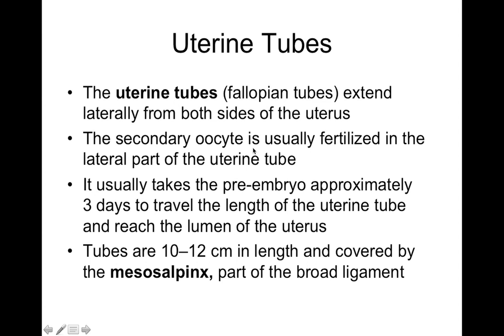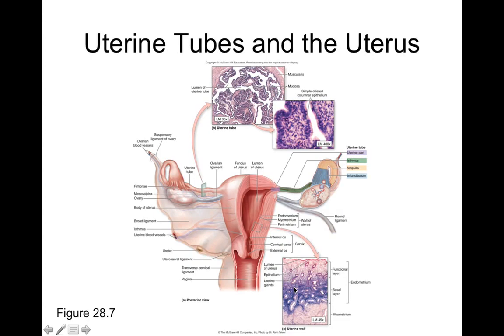It can take the pre-embryo about 3 days or so to travel the length of the uterine tube. They're small, and these cilia only work so fast, before they reach the lumen of the uterus. Now, these tubes can be up to 10 to 12 centimeters in length because they spiral. That's why that length's hidden in there. And they're covered by a type of connective tissue called mesosalpinx, and it's part of the broad ligament.